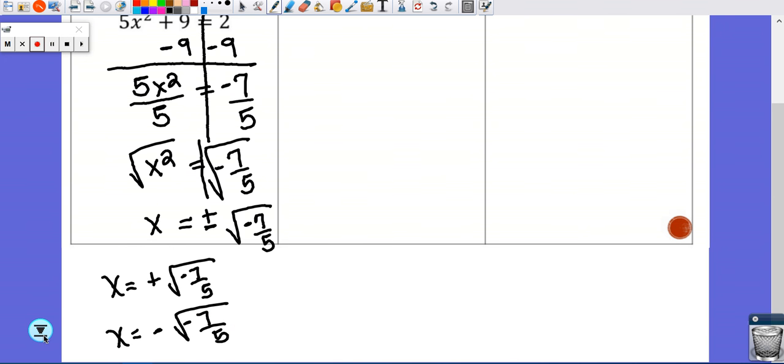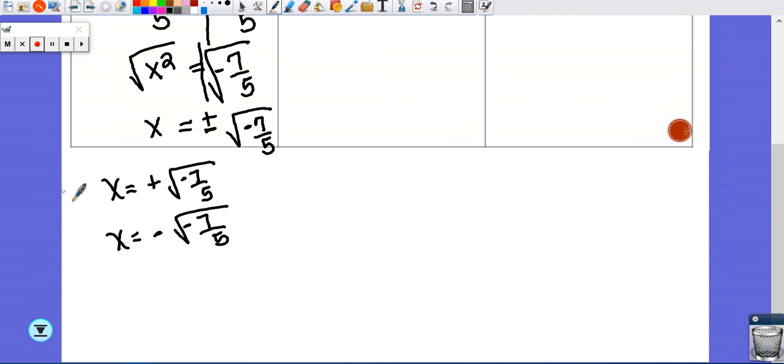Now there are several ways you can write this answer. This is one way to write it, and the answer is not all the way simplified. Or you can write this answer as x equals plus or minus the square root of negative 7 over 5, as a full square root. Hold on, let me rewrite that. That's one way to write it, and that's another way to write it.